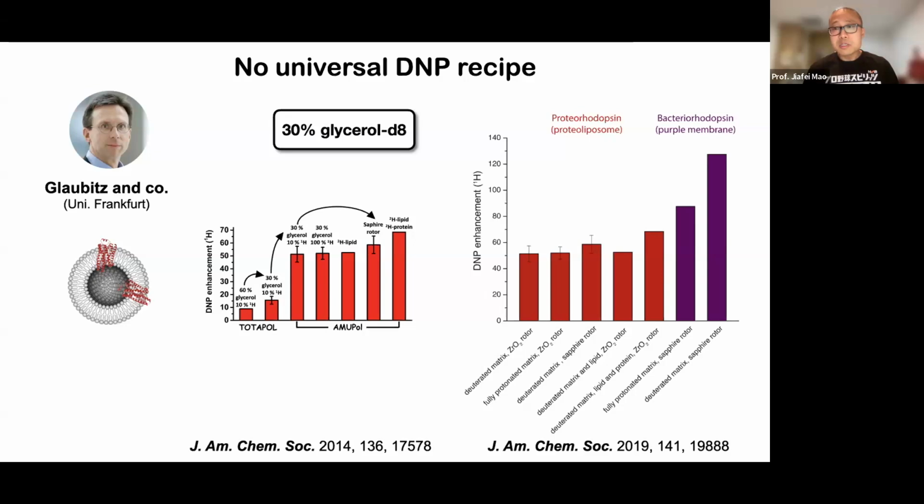So after 5 years, we decided to publish another data set, actually also in the supporting information, to compare with Bob Griffin's, the gold standard, that's the bacterial dopsing, on which they optimized the DNP juice, which contains 60% glycerol, and really see that on bacterial dopsing, you need 60% glycerol for the better DNP enhancement. So here, definitely, our result shows the recipe is sample dependent, that you have to consider the feature of your sample to optimize the recipe.